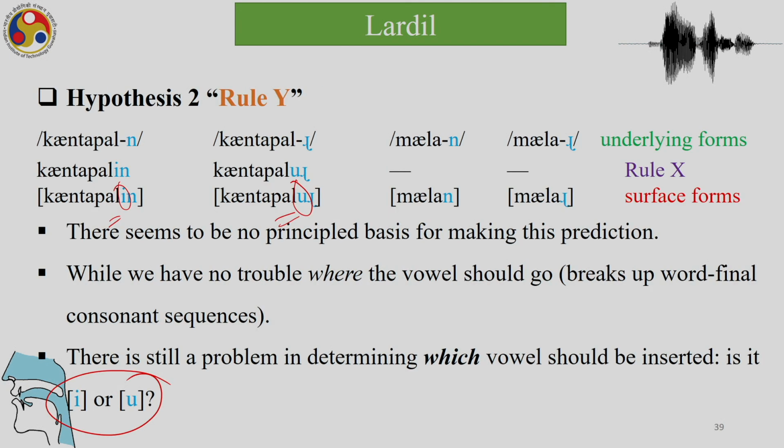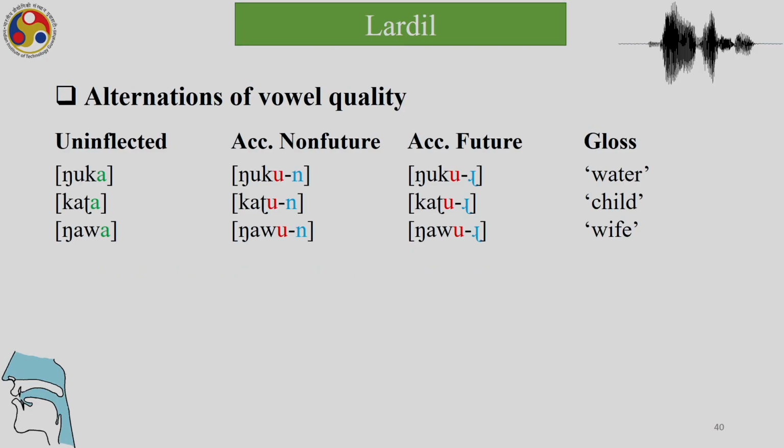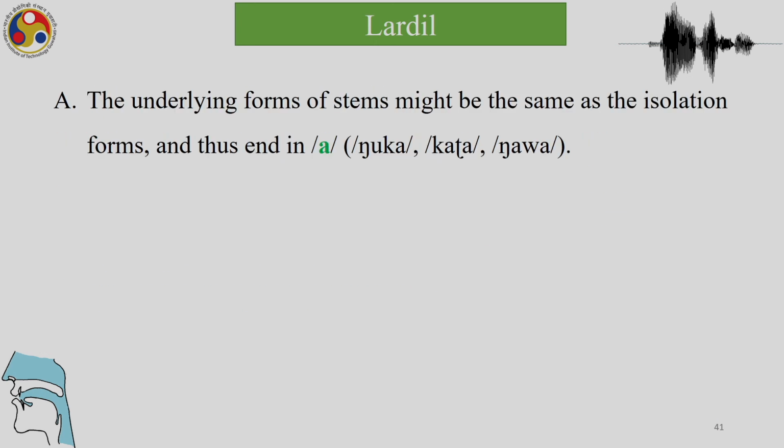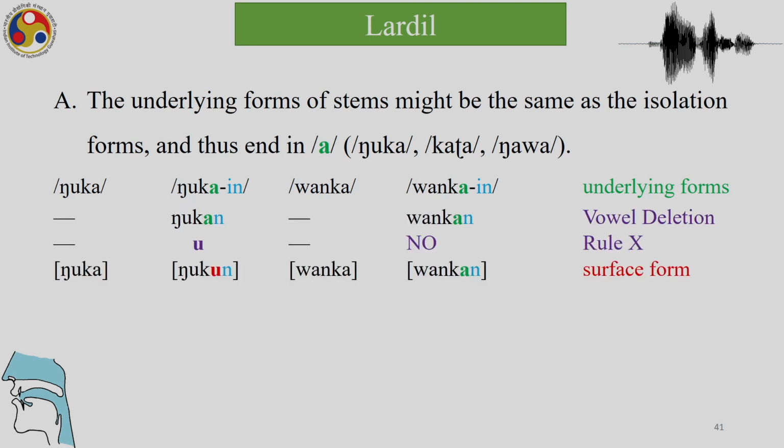And something that you can remember is that in languages, if a vowel is epenthetic, then the vowel would be the same in all the forms. Now we have all these forms that you see here, and the data deals with the alternation of A and U, and two analyses to be considered. The underlying forms of stems might be the same as the isolation form, that is Nuka, Kata, Ngawa, and if we add U in Nukun, we get the form Nukun.